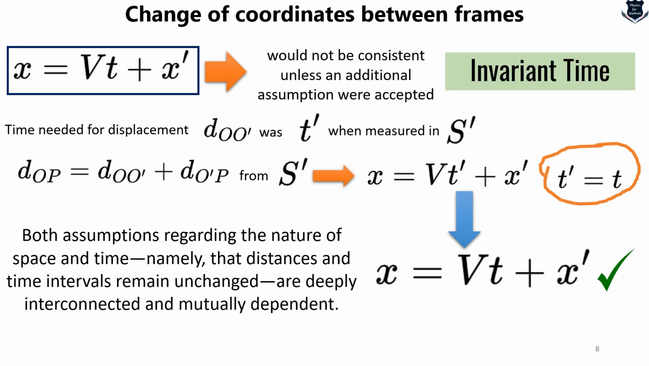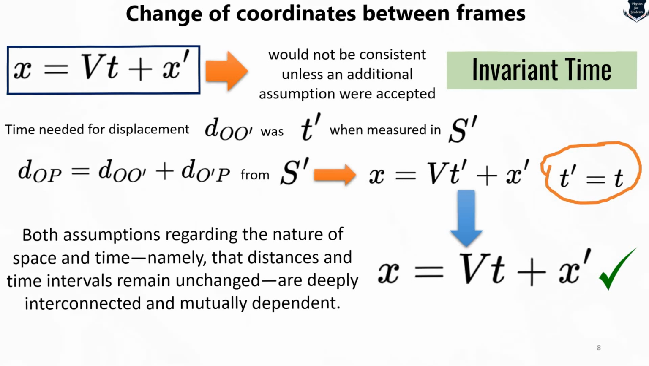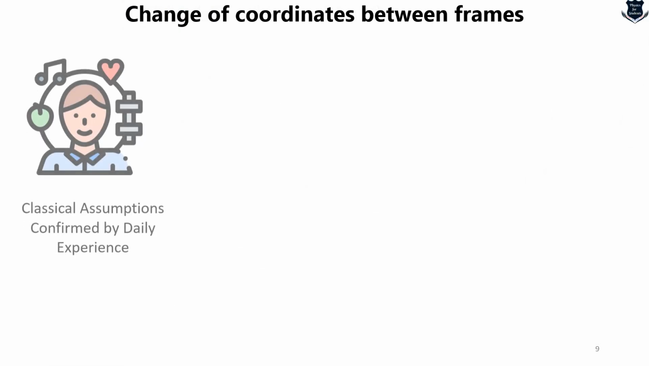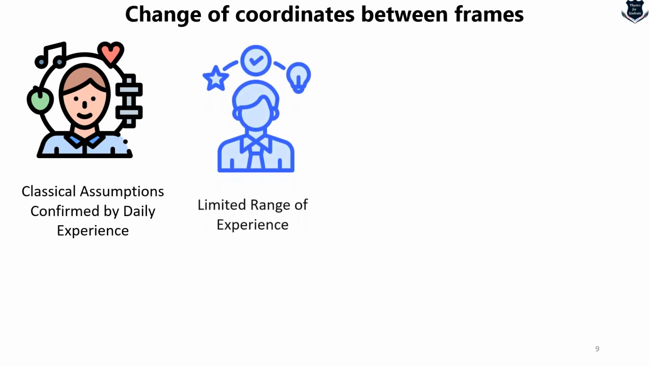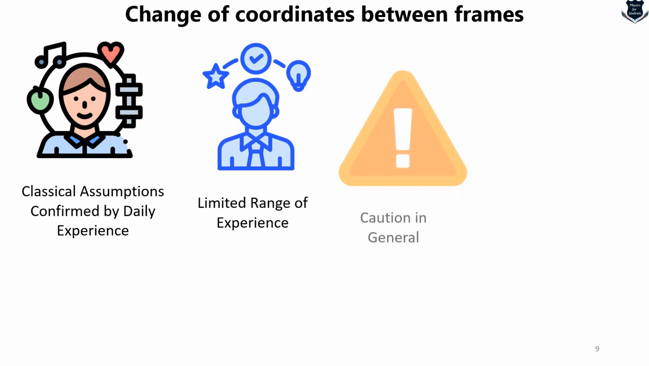Now, although the classical conjectures about the nature of distances and time seem to be unquestionably confirmed by our daily experiences, a few things become very important. Number one is the classical assumptions confirmed by daily experience. What do I mean by that? The traditional ideas about distances and time as understood in classical mechanics appear to be fully supported by everyday observations. However, everyday experience involves only a limited range of relative velocities. Obviously, we mean things which are moving much slower than the speed of light.